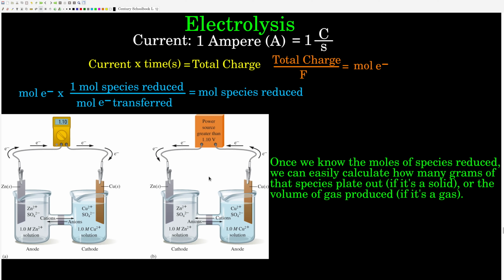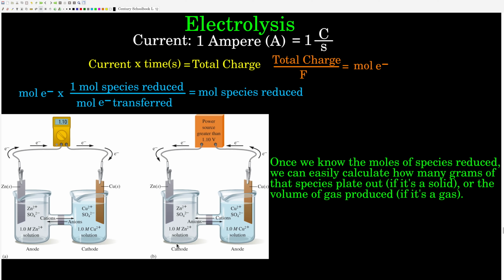So now for electrolysis, guys, what we do is we hook up a power supply in the circuit and force the current in the opposite direction with a greater potential than 1.10 volts. So now the current flows in the opposite direction and the copper is being oxidized, it now becomes the anode. The zinc is reduced, it becomes the cathode. We have to force this to happen, right? But when we do this, there's some really cool things we can do.